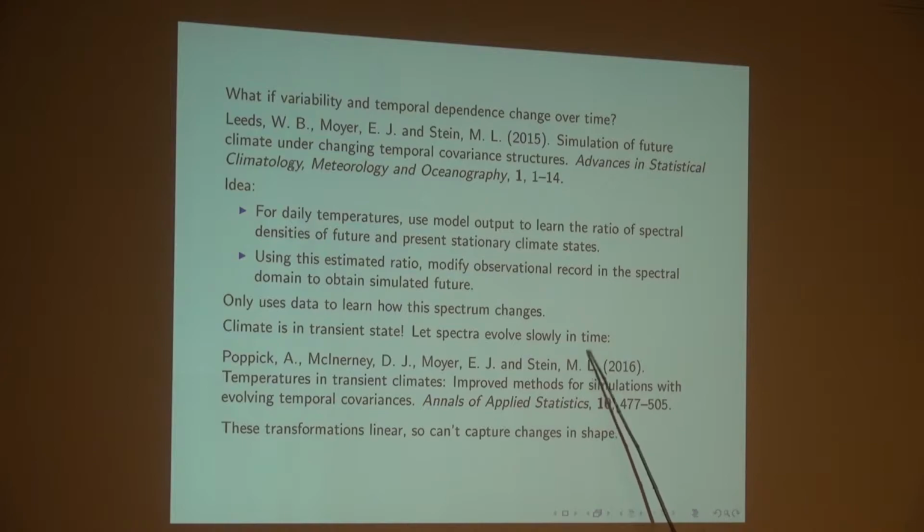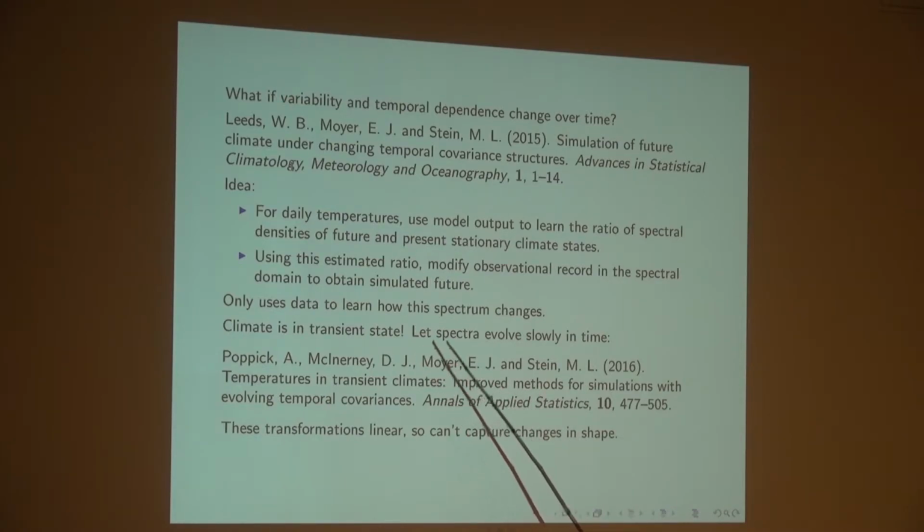So we wrote a couple of papers where we looked at this issue, and the idea is we used model output to learn about how temporal dependence would change. The way we looked at temporal dependence was by looking at the spectra of the processes in time. And we could see in the model output that the model really did think that the spectra would change. It depended where you were. In some places, the whole spectrum would kind of move down. In some places, the low frequencies would go down and the high frequencies might go up a little bit. And we tried to learn that from the model output and then applied that to the observational record to adjust the observations to look more like the future.